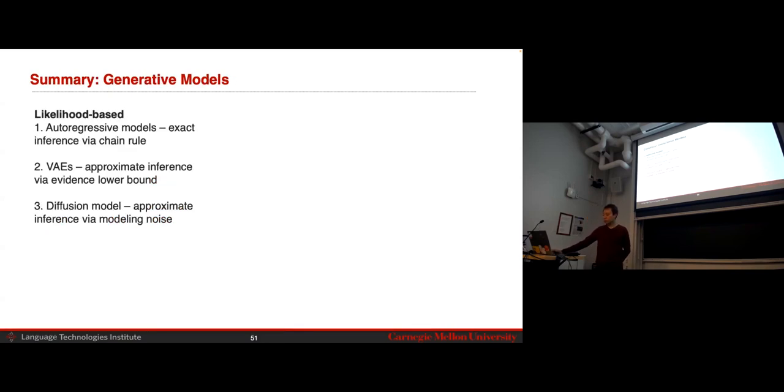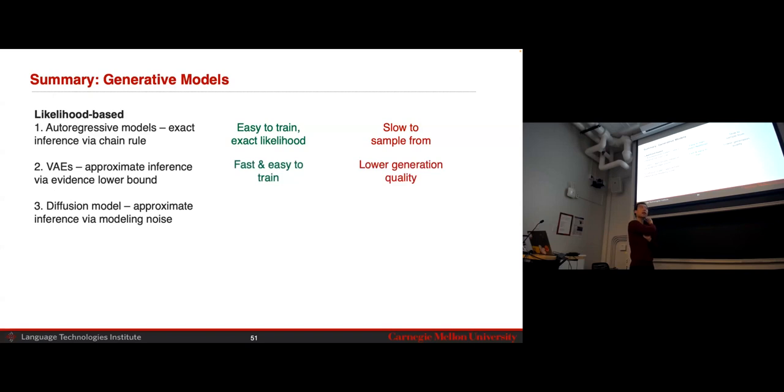Great. So let me summarize. We've seen a bunch of generative models. They're all likelihood-based because we always wrote down this P of X. In the autoregressive case, we factorize P of X as P of X0, X1 given X0, X2 given X1, and so on. Autoregressively, you can exactly compute this likelihood based on each of the individual log likelihoods. It's easy to train, you get exact log likelihood. The difficulty is that you have to sample autoregressively, which can be slower.